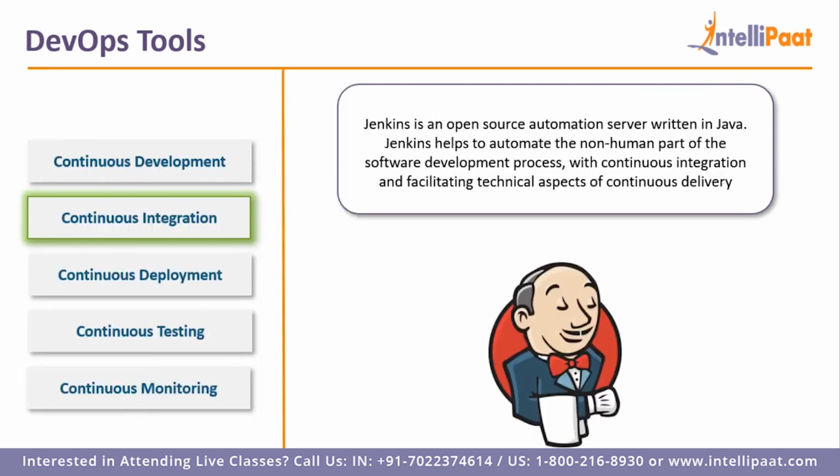First is continuous integration, that is Jenkins. Jenkins is an open source automation server written in Java. Jenkins helps to automate the non-human part of the software development process, with continuous integration and facilitating technical aspects of continuous delivery. Now let me explain it more simply.